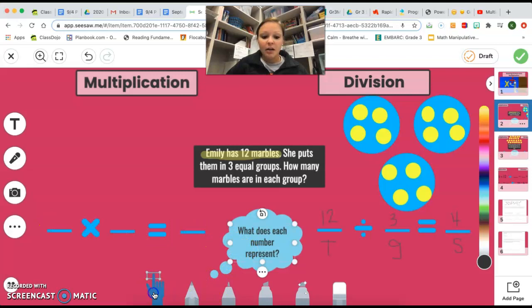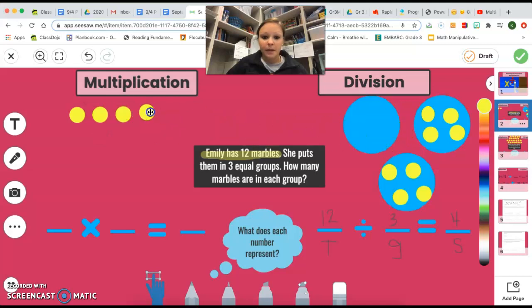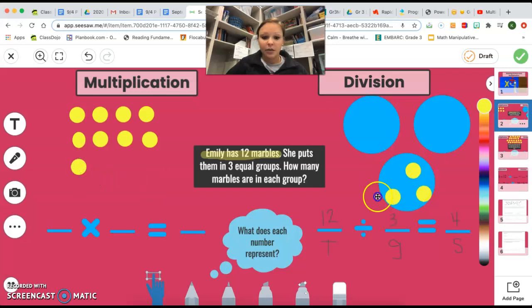So instead of dividing these 12 marbles into 3 groups, let's work backwards and make a multiplication equation. We have 3 groups of 4, so I'm going to make this into an array. I'm going to make 3 rows of 4. There's 1 row. That marble looks a little squashed. There's 2 rows, and here is my 3rd row.